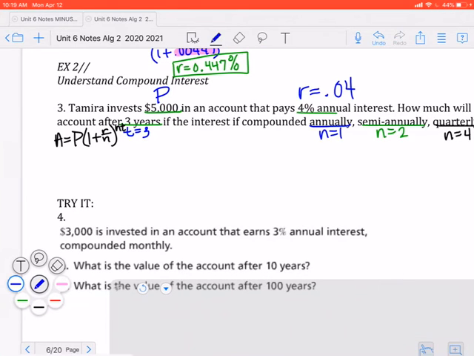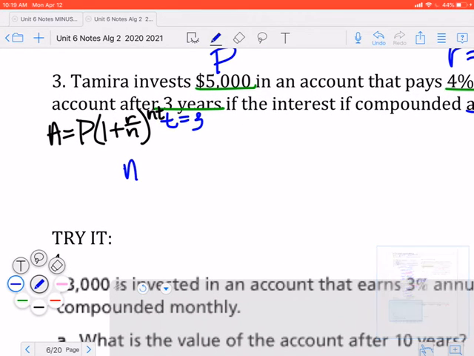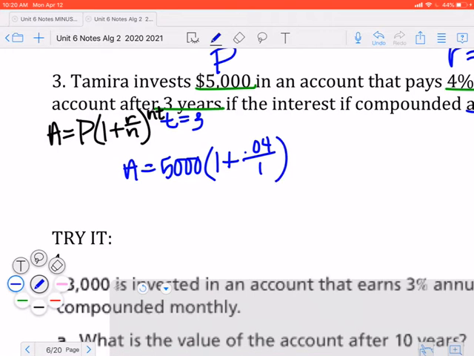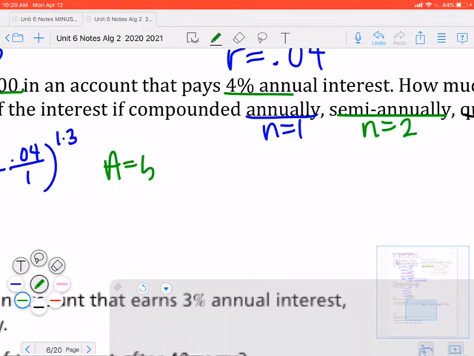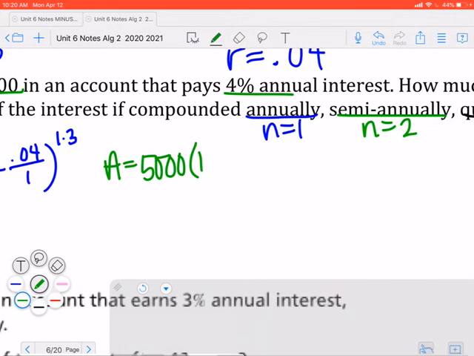So let's do when n is equal to 1. A would be equal to our principal, 5,000, times 1 plus our r, 0.04, over n, which is 1, to the power of 1 times 3, n times 3. Now I'm going to go through and we'll do the calculator in a minute. Let's do our formula part, writing down our formula. 5,000 times 1 plus 0.04, which is r over n. Now n is 2, to the power of n times t, so 2 times 3.